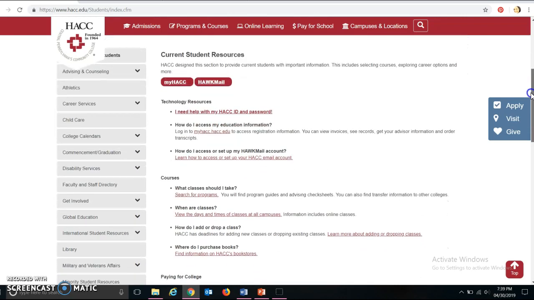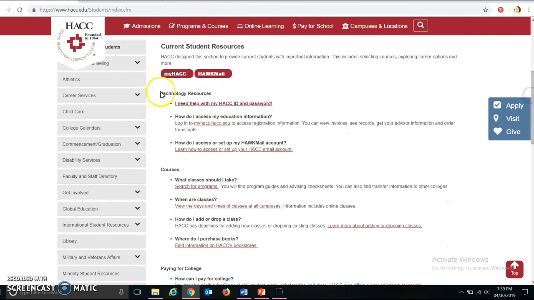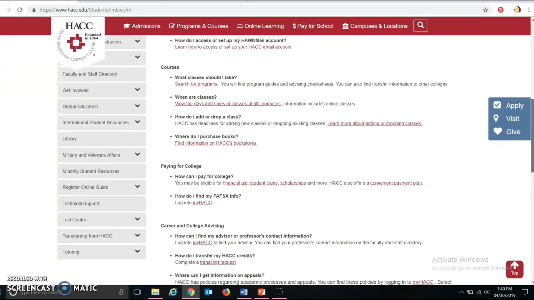Here you will find a number of categories on the left-hand side, including information related to advising and counseling, career services, disability services, and any other information that you will need as a student.